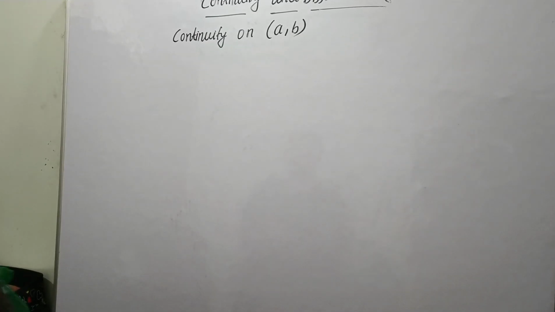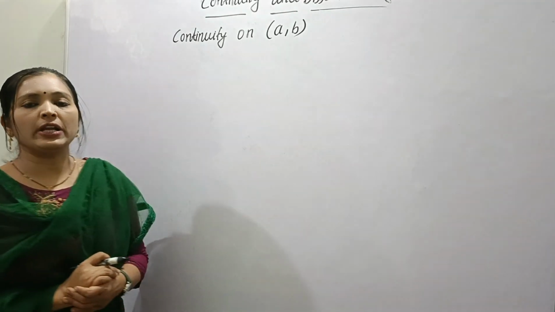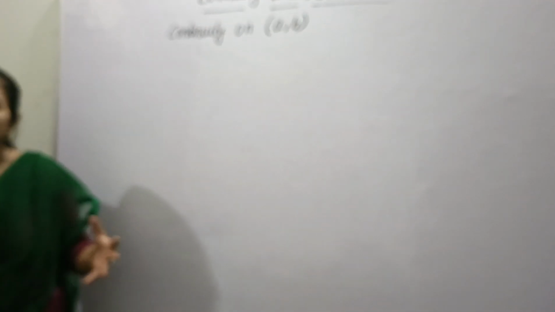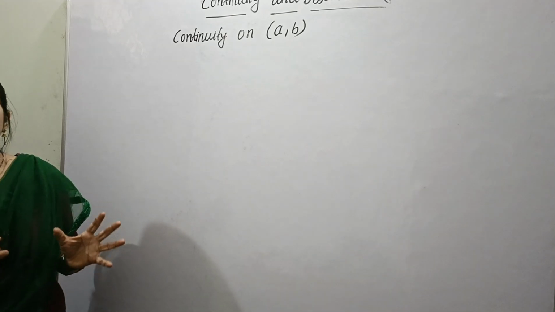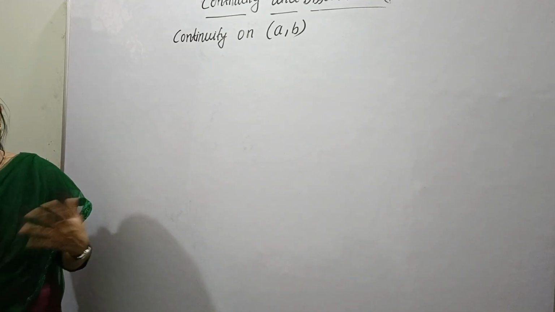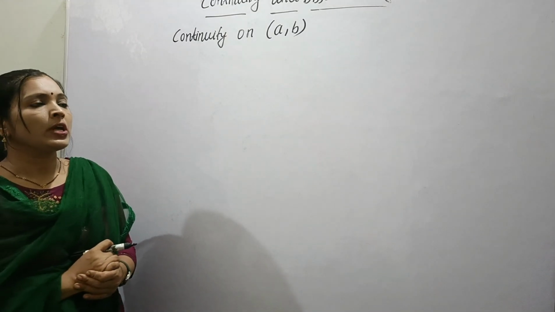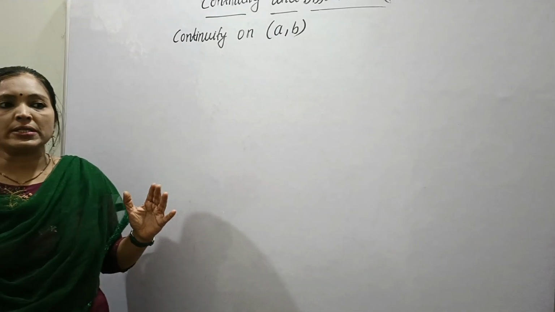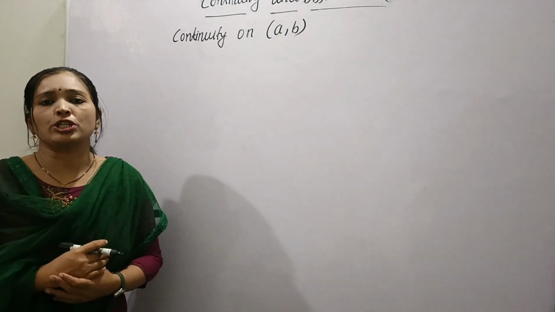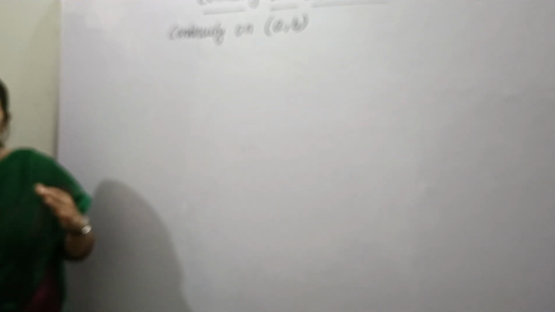Today we are going through continuity on an open interval AB. In our last class we learnt about continuity at a point. So today we are going through continuity on an open interval AB or closed interval AB. Continuity on open interval AB means, as I mentioned in the introduction, a function is continuous in an open interval AB if it is continuous at every point of AB.